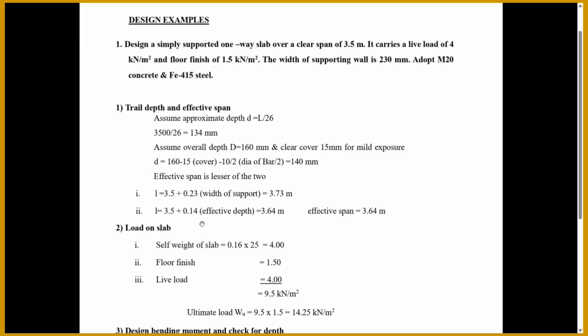For effective span, two criteria are given. First criteria is clear span plus width of the support. Second criteria is clear span plus the effective depth. Our effective depth is 140 mm. Width of the support, meaning width of the wall, is 230 mm. Our span is 3.5 meter. So it comes 3.73 meter and 3.64 meter. For the effective span, we will have to consider the minimum of both. So the effective span is 3.6 meter.